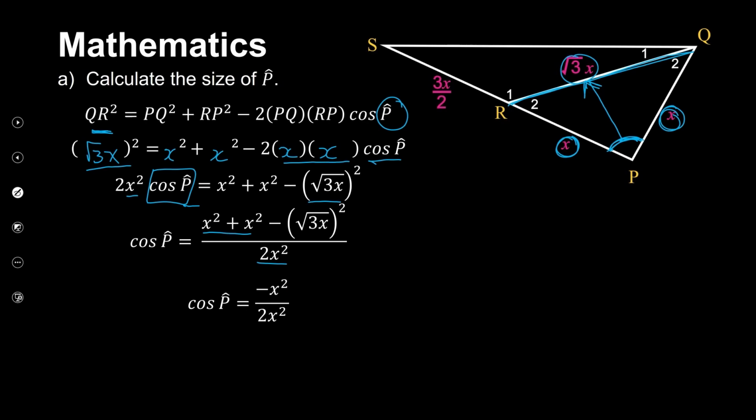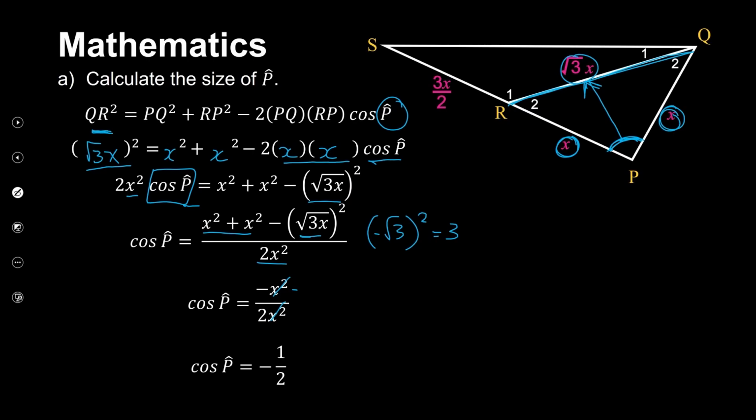If you notice, you're going to have x squared plus x squared, and if you did the algebra on minus root of 3 squared, you're going to end up with 3. So you ended up with x squared plus x squared minus 3x squared, and that's how we ended up with minus x squared in the numerator here. And our denominator was 2x squared, and now we can just cancel out the x squared, so we're going to end up with cos of P equals negative a half.